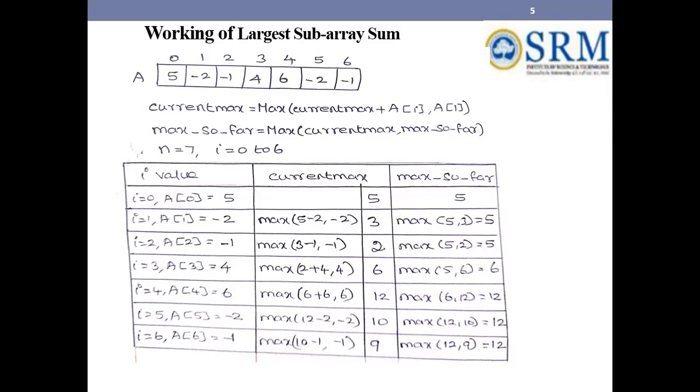Now, in this step, we have got current max. Then, how to find max so far? That current max is compared with the previous step's max so far, to find out whichever is maximum. So maximum of 5, where 5 is max so far in the previous step, comma 3, where 3 is current max in the current step. So for 5 comma 3, the maximum is 5.